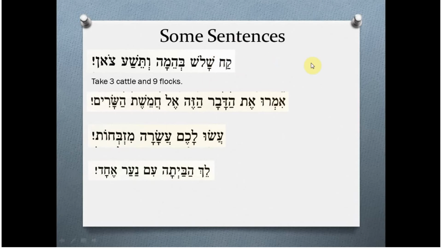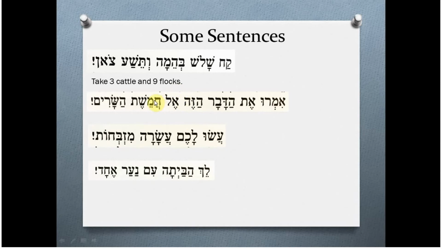Let's look at the next sentence. Imru et hadavar hazeh el chameshet hasarim. Okay, probably some familiar words here. Hadavar hazeh, this word, right? We have the demonstrative with the definite article following immediately upon the noun. This word. So we know something is going to happen about this word, and el is the word for to.